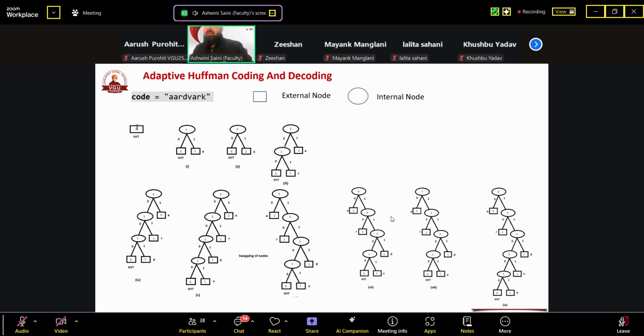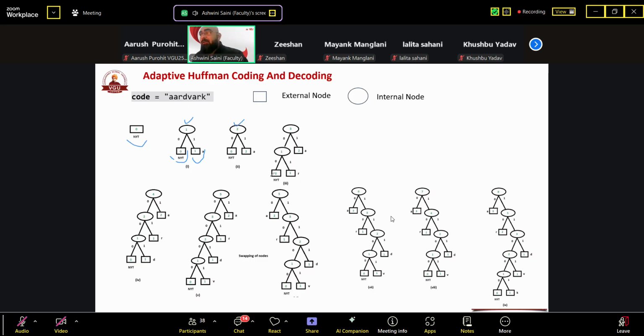Initially the NYT was there. Here is the NYT. We have a new term A. We are shifting the NYT and adding this A. When we add it, this is the internal node. Here we have A again. A is already transmitted, so there is no change in the NYT. We are just updating the A. The internal node value is updated.